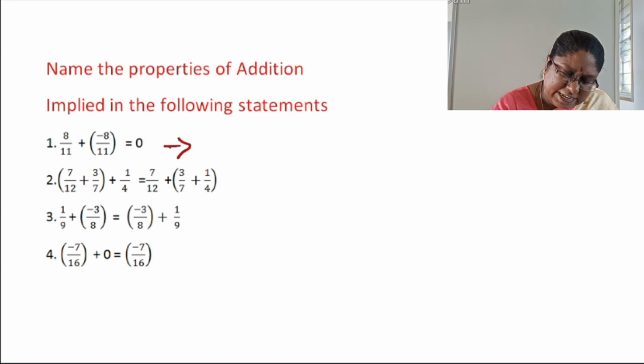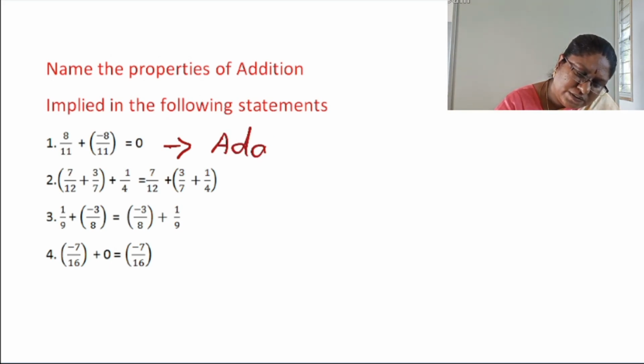Here what you have is 8 by 11 plus minus 8 by 11. You are getting 0. The same number with the opposite sign means what? The additive inverse.